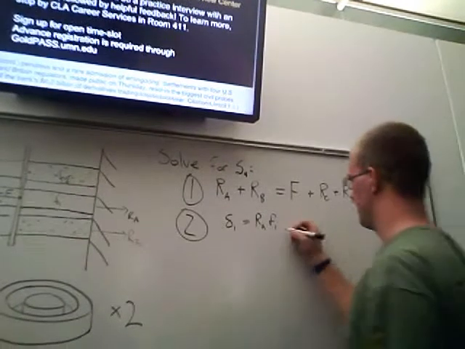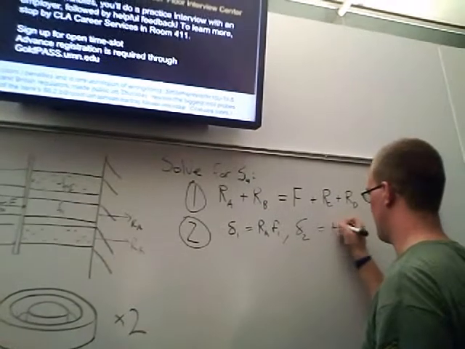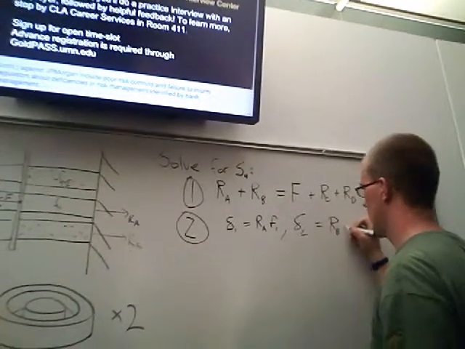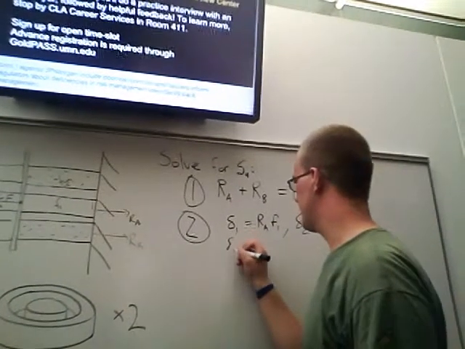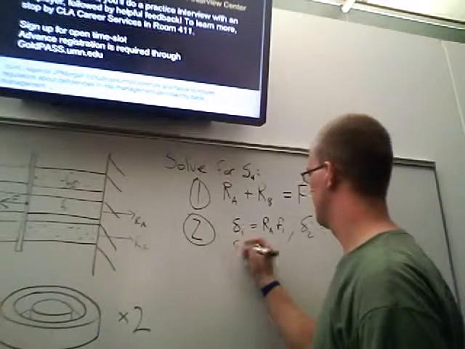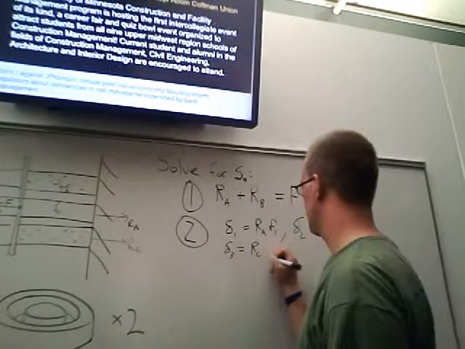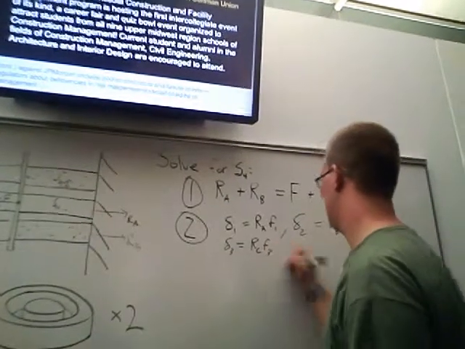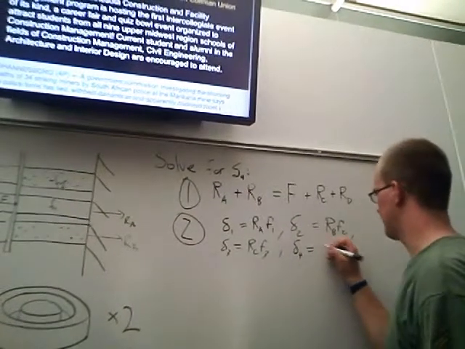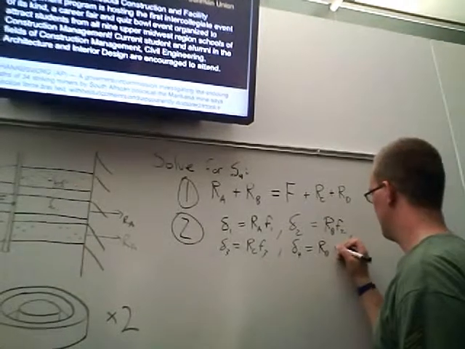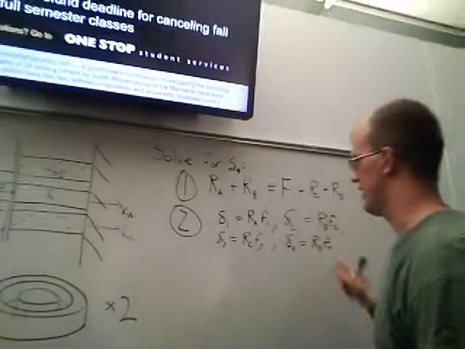So there's that equation, and then delta 2 is equal to RB F2, delta 3, that's a crappy delta. Delta 3 is equal to RC F3, and finally delta 4 is equal to RD F4. All right, so those are those equations.